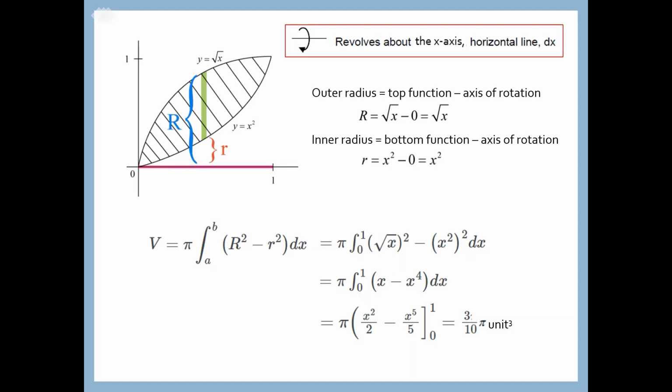By applying the washer method, integrate pi multiplied with x minus x to the power of 4 with respect to x from 0 to 1. Integrate x is x squared over 2, and integrate x to the power of 4 is x to the power of 5 over 5. Substitute both limits of integration into the answer and simplify. You will obtain 3 over 10 pi units cubed as the final answer.